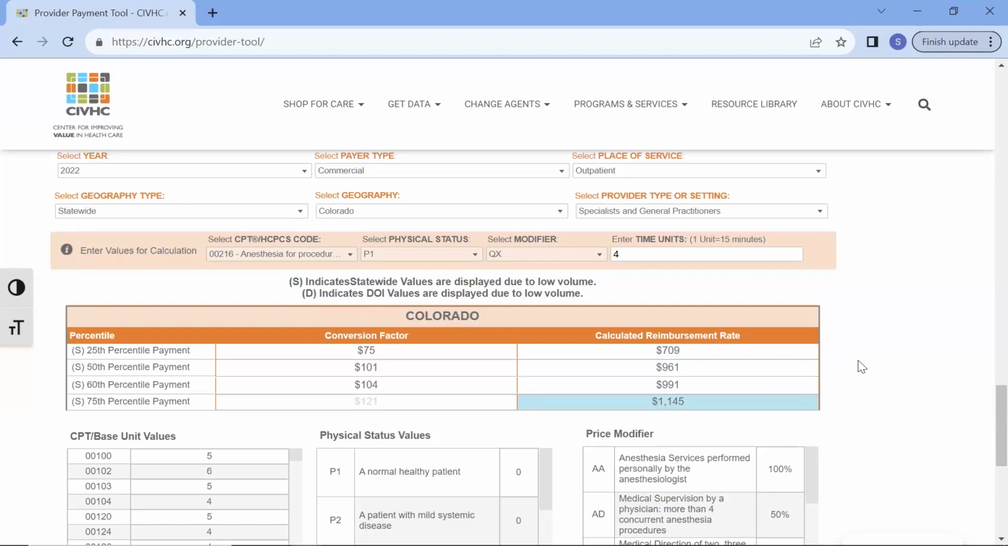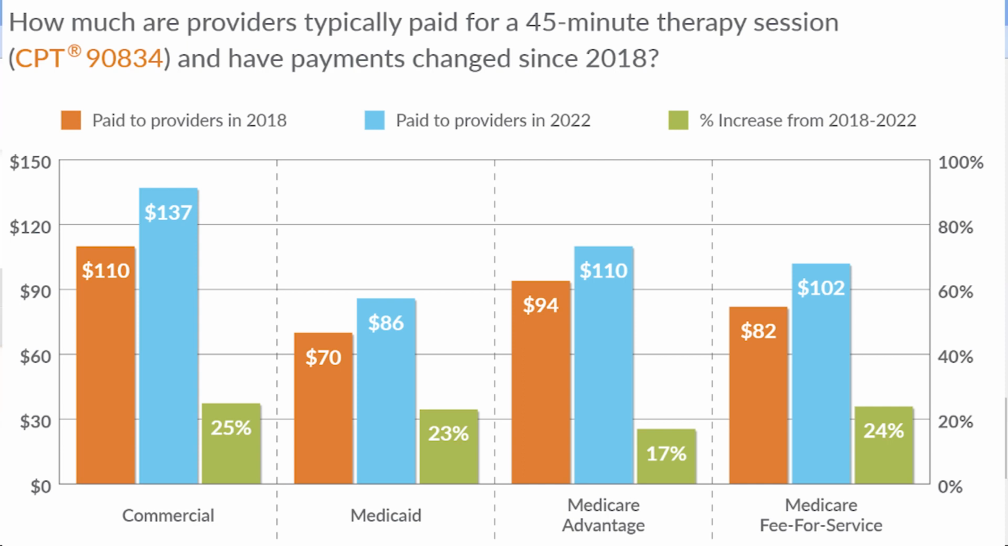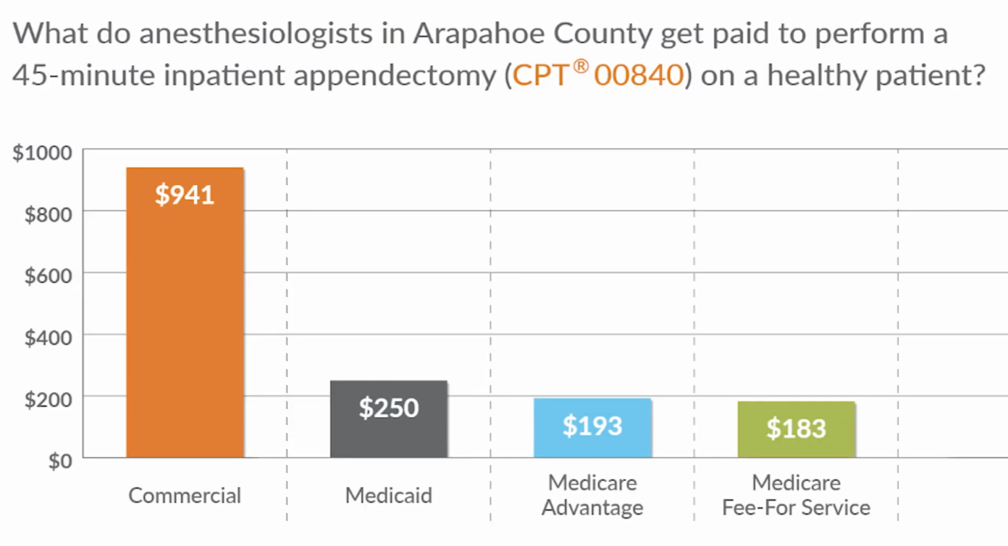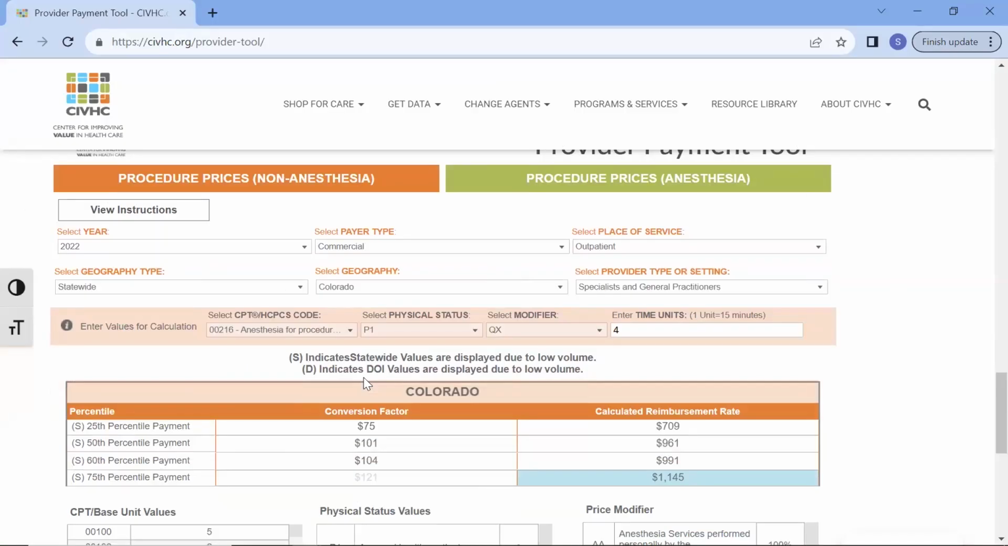In general, the provider payment tool can help answer questions like how much are providers typically paid for a 45-minute therapy session, and have payments by different payers changed since 2018? Do commercial payments for office visits vary for different provider types? And what do anesthesiologists in Arapahoe County get paid to perform a 45-minute inpatient appendectomy on a healthy patient?